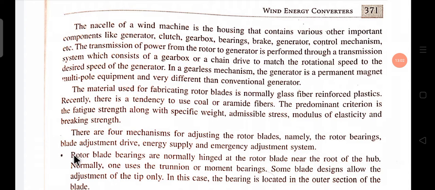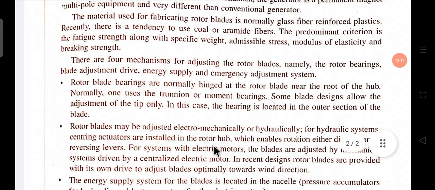Now there are four mechanisms for adjusting the rotor blade, namely the rotor bearing, blade adjustment drive, energy supply, and emergency adjustment system. There are four systems.